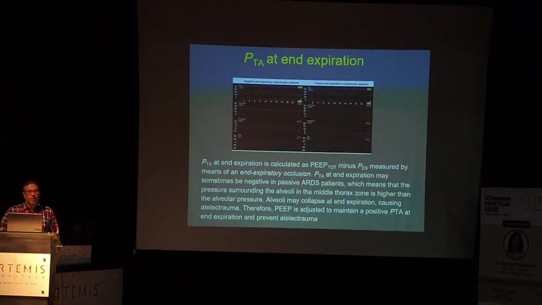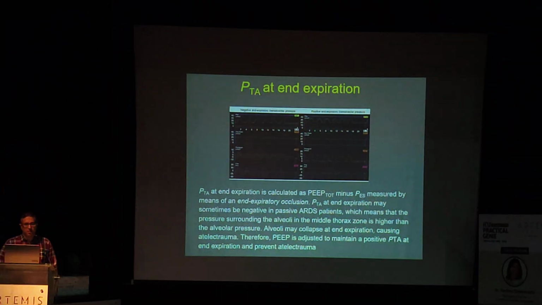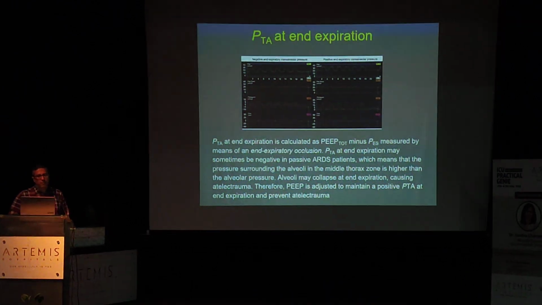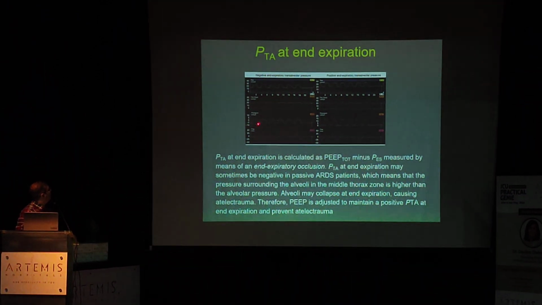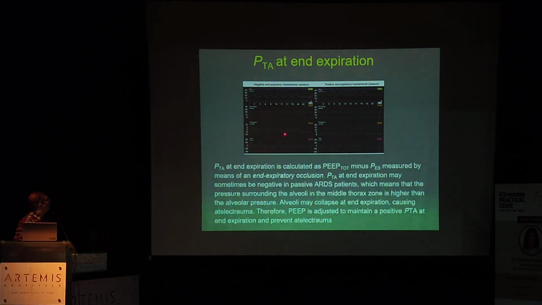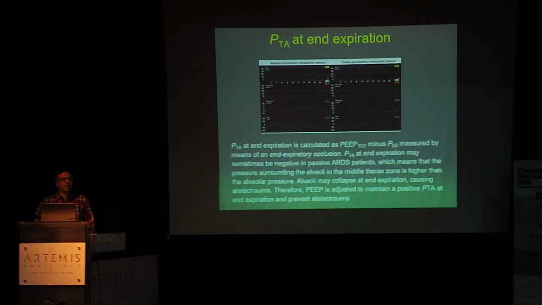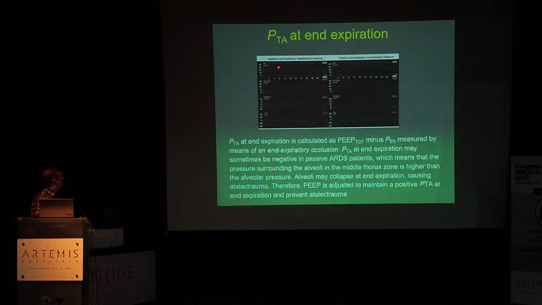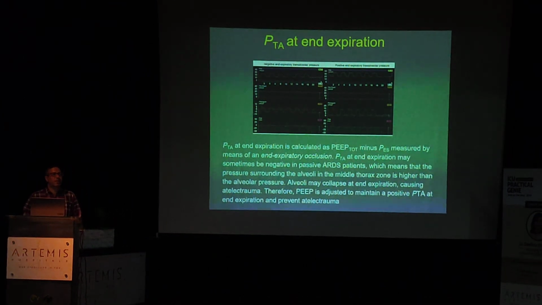So pressure surrounding the alveoli in the middle thorax sometimes goes below zero and the alveoli may collapse at the end of expiration. So you have to adjust the PEEP to have a positive pressure at end expiration, to prevent atelectasis. So in the first curve, there is some time that the transpulmonary pressures are going below zero. You have to increase the PEEP so that they remain above zero throughout the cycle and there is no atelectasis. So this is the difference of these two. So you can find the esophageal pressures and you can subtract that from the airway pressures.